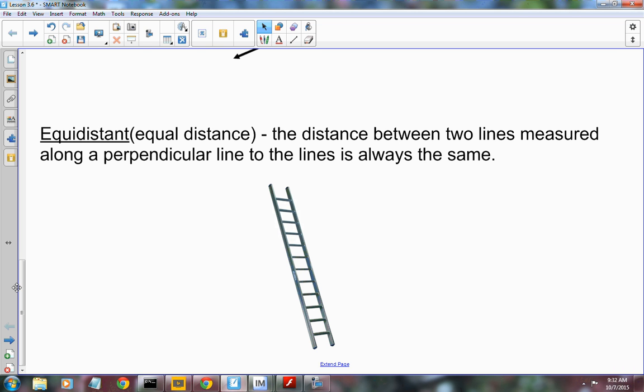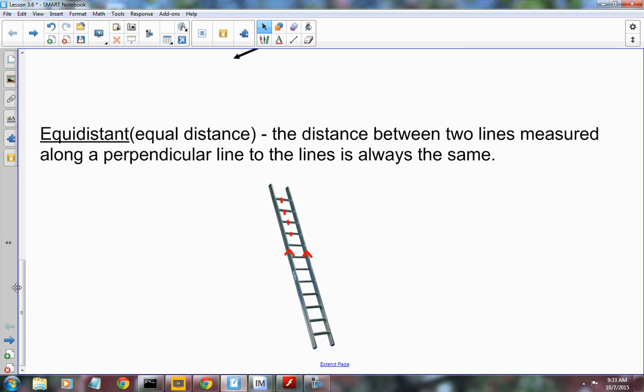Each rung on that ladder should be the exact same size, right? And what should be true about the two sides of the ladder? They should be parallel, yes? Those two sides of the ladder are parallel, and each one of the rungs should be the same length. Each rung is perpendicular to both those parallel lines, and each rung should also be parallel to each other. But the word equidistant means the same distance, equal distance. So if something is equidistant, they're the same distance from each other.